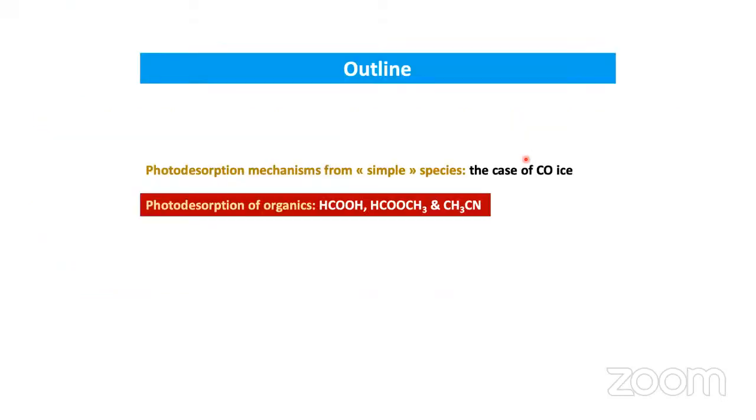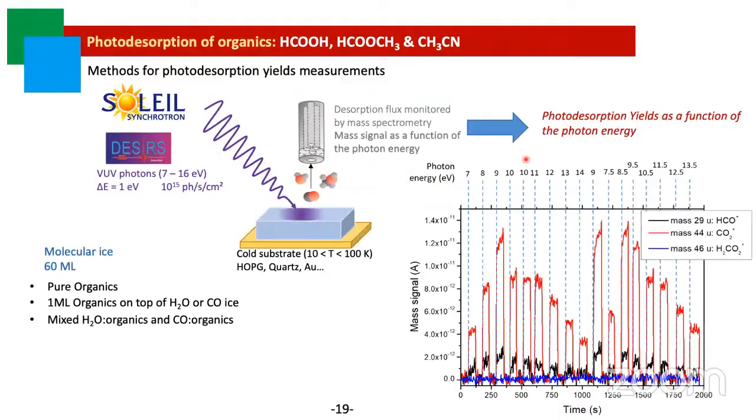Now, for the minutes I have left, I would like to come back to the case of organic molecules, the case of methyl formate, HCOOCH3, and CH3CN, where we did more classical photodesorption experiments. We make the ice of the organics either pure or mixed with water or with CO. We shine light from the synchrotron beamline DESIRS. We vary the photon energy, and as a function of photon energy, we detect the molecular flux of molecules which are ejected.